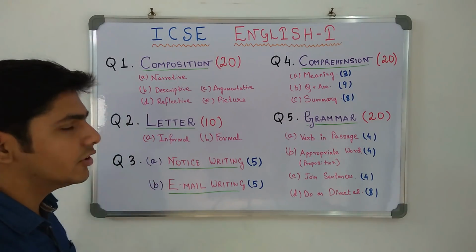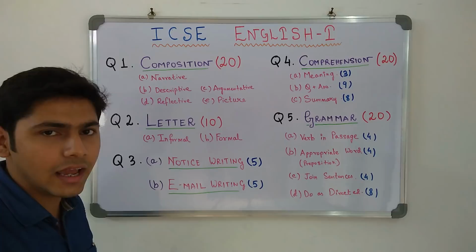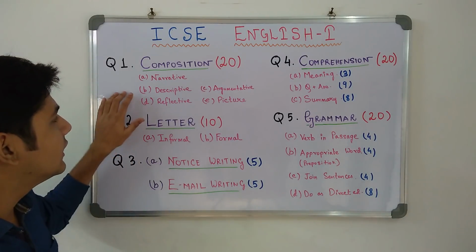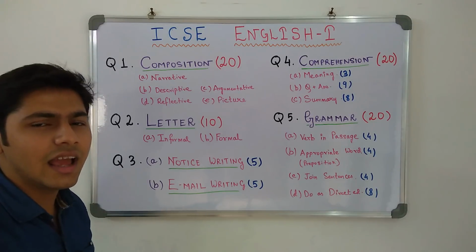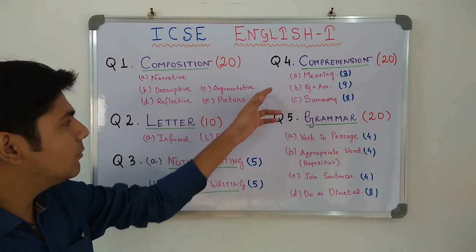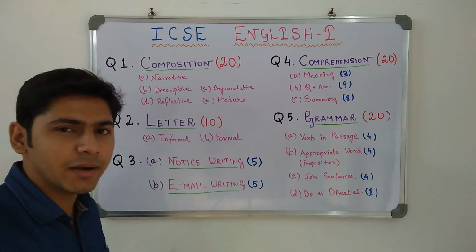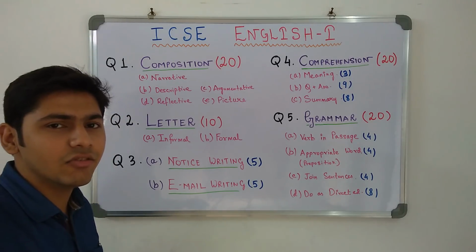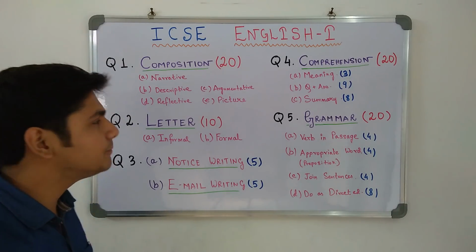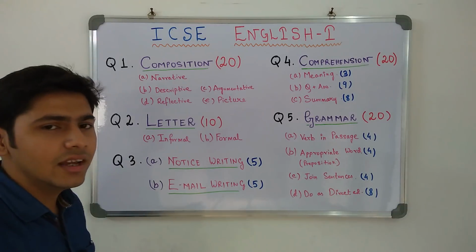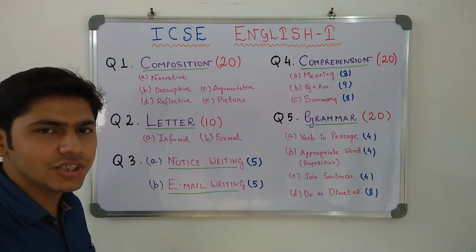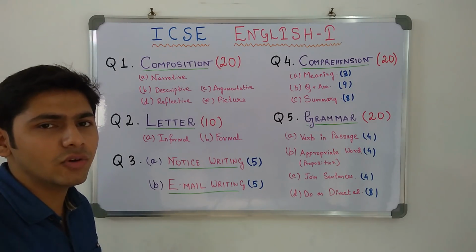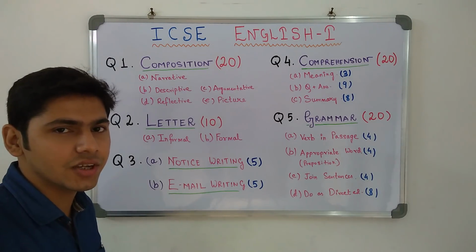What is narrative? You will get an event or a topic and you have to narrate on the topic. Descriptive, you have to give the description of something, a historic visit and something of that sort. Number C, argumentative, a statement will be given and you have to write either for it or against it. Number D, reflective. Reflective is basically short story writing. And number E, picture. A picture will be given and you have to write an essay based on that picture.